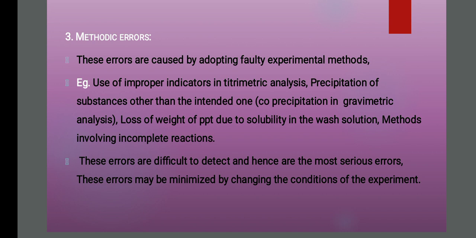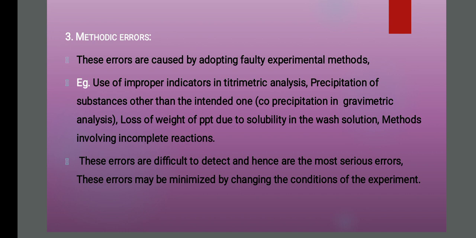The examples here are use of improper indicators in titrimetric analysis, then co-precipitation in gravimetric analysis, and loss of weight of precipitate due to solubility in the wash solution. Then it's also because of incomplete reactions. These are the main reasons for methodic error. So the problems in methodic errors come if we don't use the correct indicator. Then co-precipitation: in second year you have done your analysis, that is nothing but the cation and anion analysis you have done.